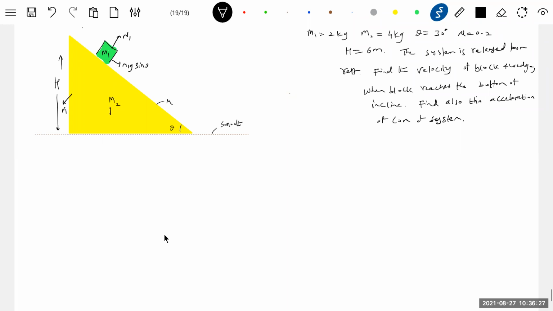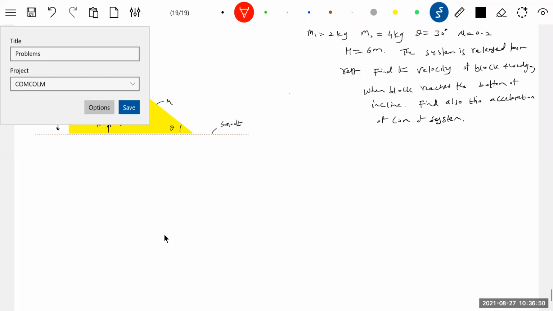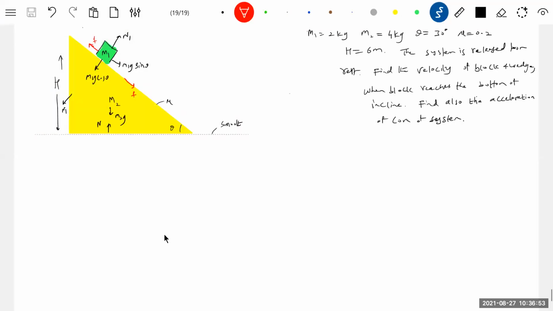This is N1. M2 g, and the normal reaction from the ground, N. Let me write it here. How the friction acts on the block and on the wedge, you have to show it here. Now, net force on the system along the x-axis, N1 sin theta, N1 sin theta, of course 0.